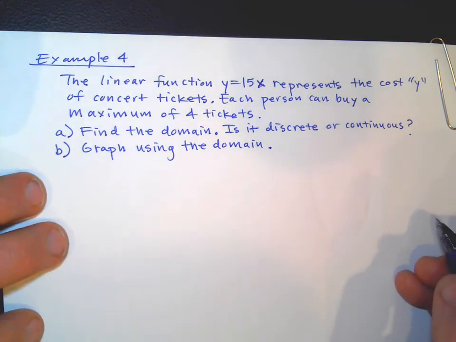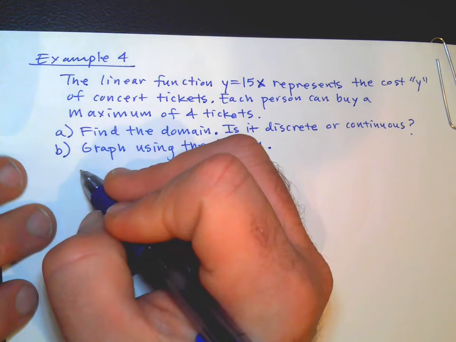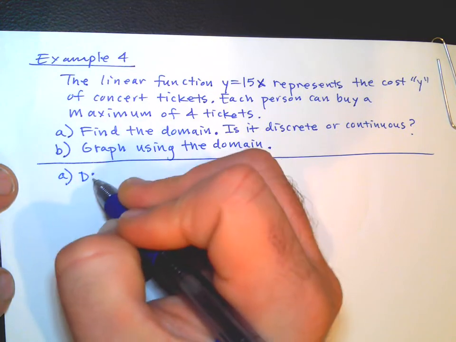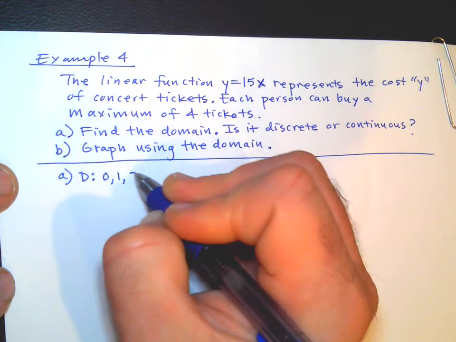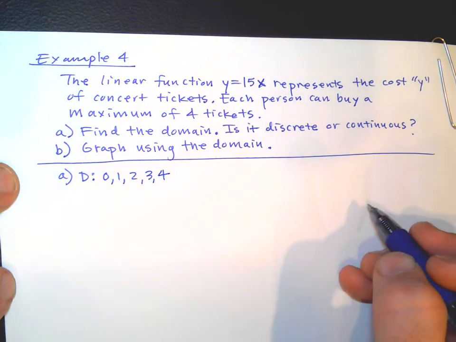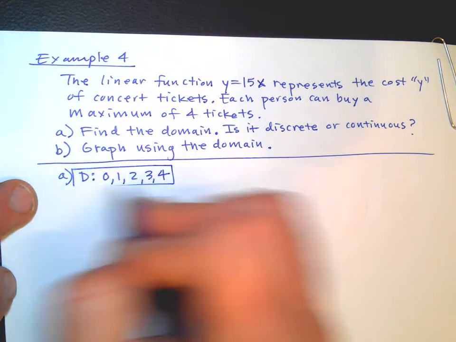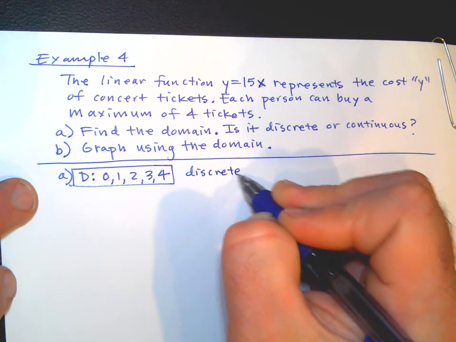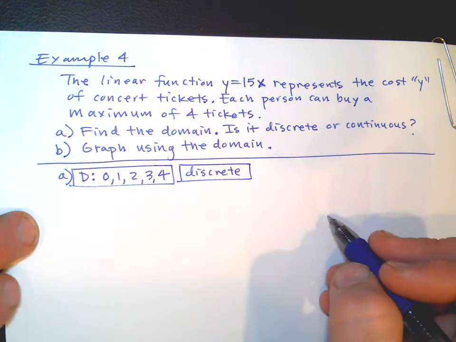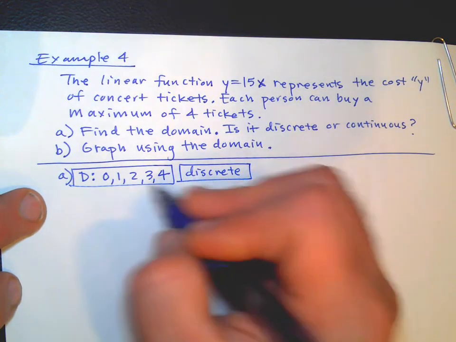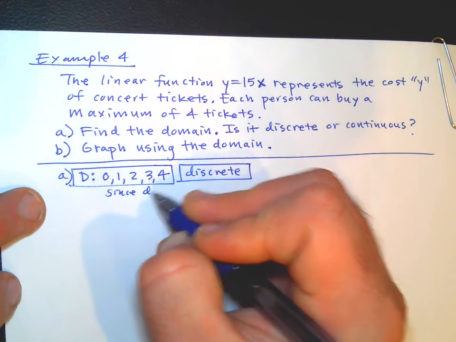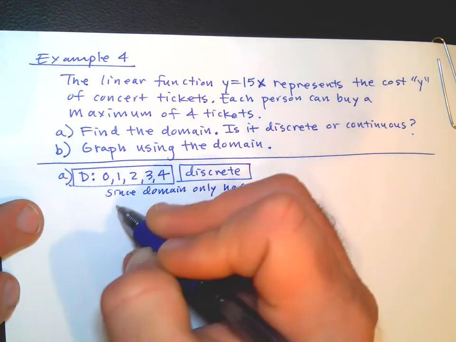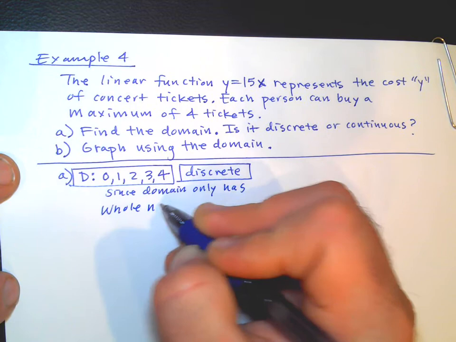Okay? So, what's the domain? Well, the domain, like how many tickets can you buy? What's the input? So A, the domain is you can buy 0, 1, 2, 3, or 4 tickets. You can buy 0 tickets, right? So that's your domain. Is it discrete or continuous? It's discrete. You can't have parts of tickets, right? So it's discrete, since the domain only has whole numbers.